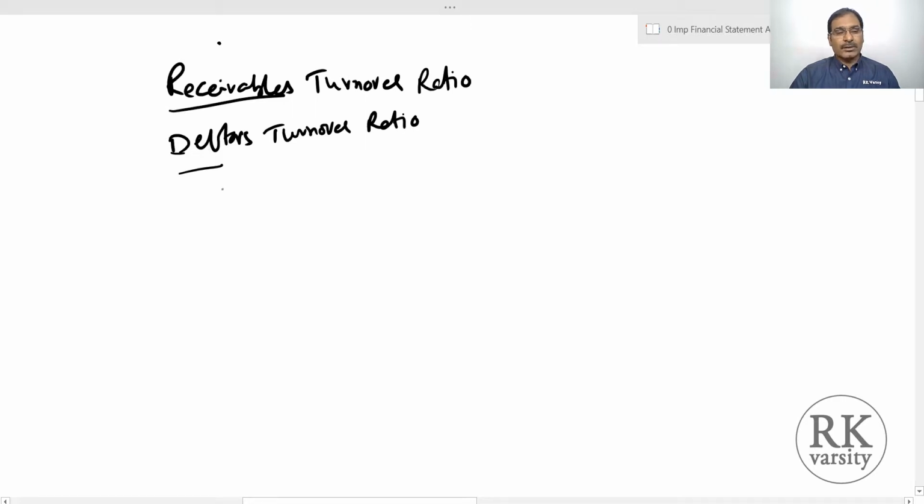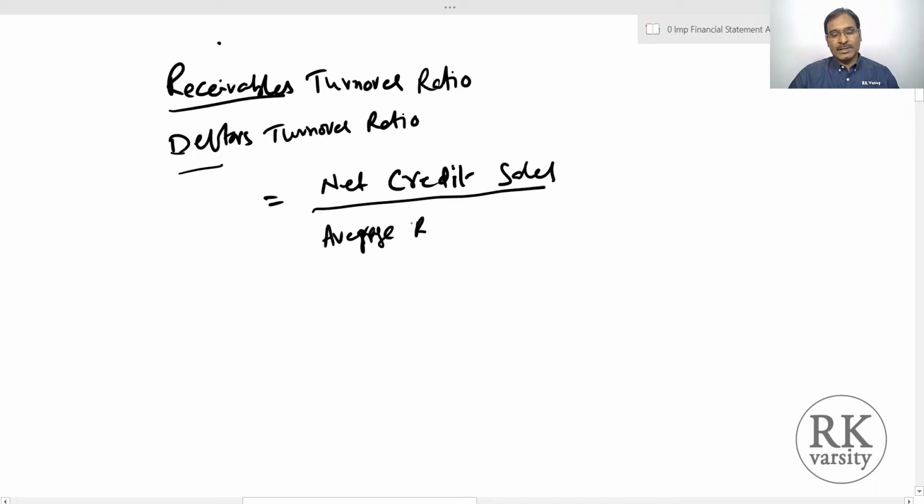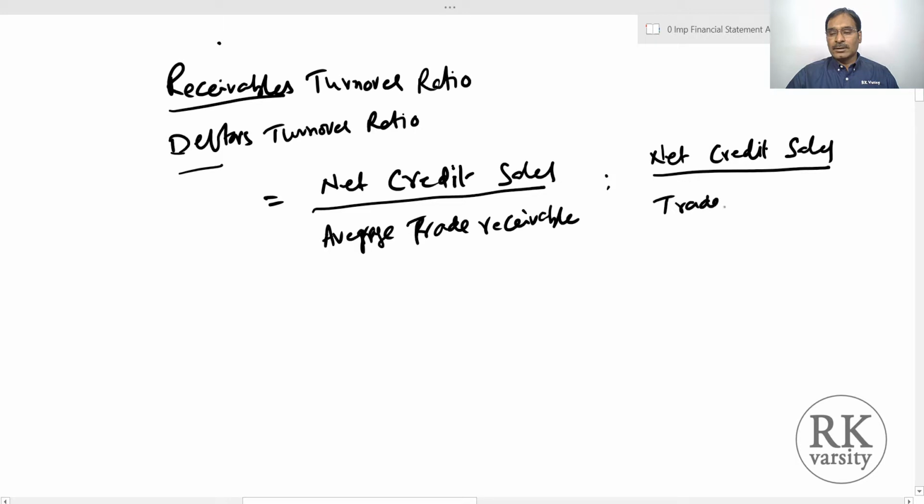So how are you going to calculate receivables turnover ratio? This equals net credit sales upon average receivables or trade receivables. This is one. Alternatively, we can use net credit sales upon trade receivables. I prefer using this one because as we analyze the companies independently on a year on year basis or for a particular year, we use the closing trade receivables of that particular year only.